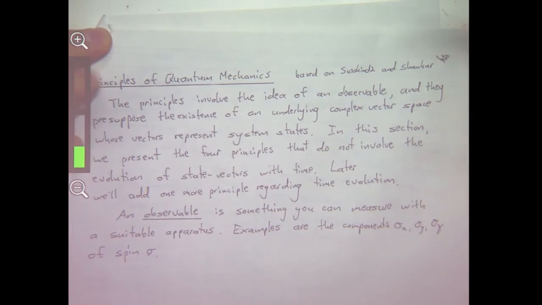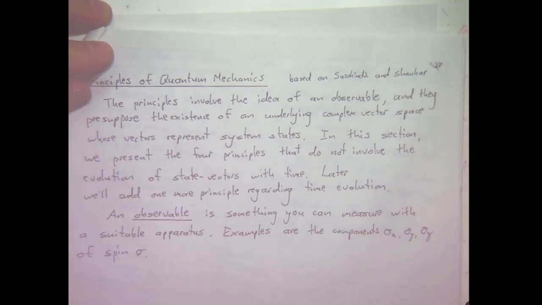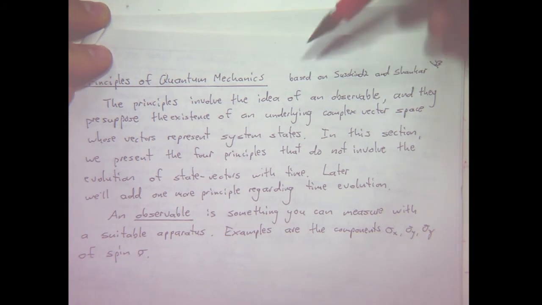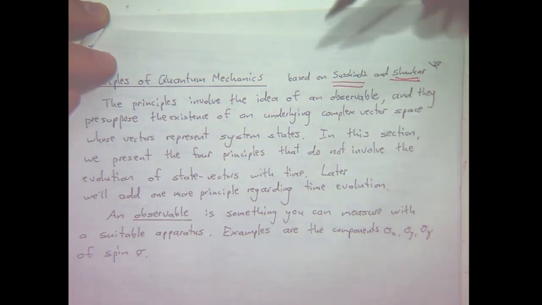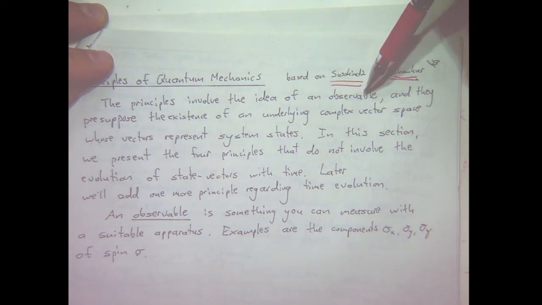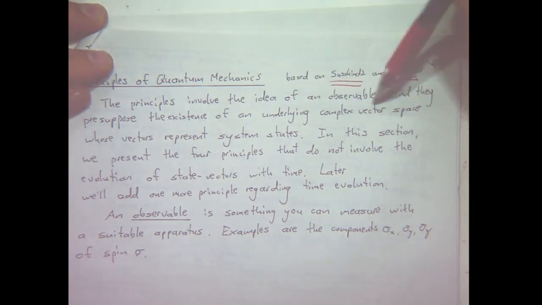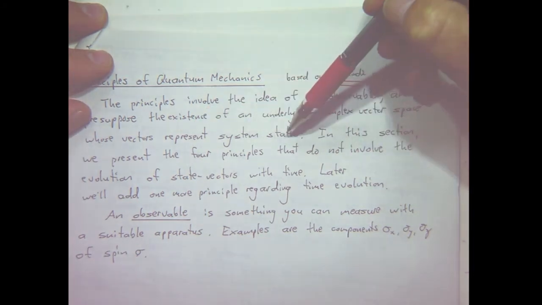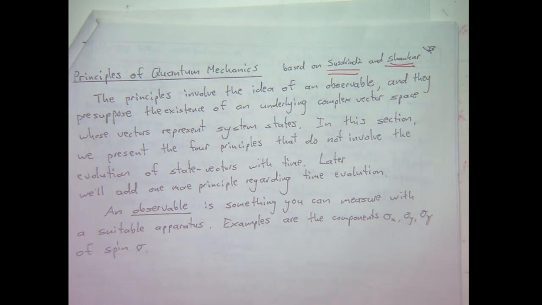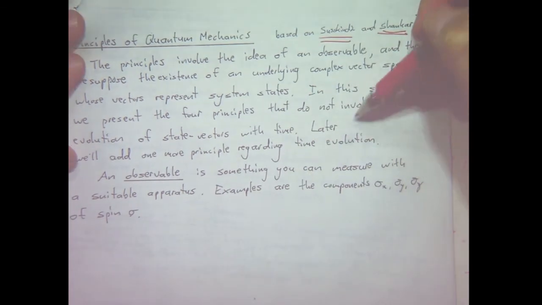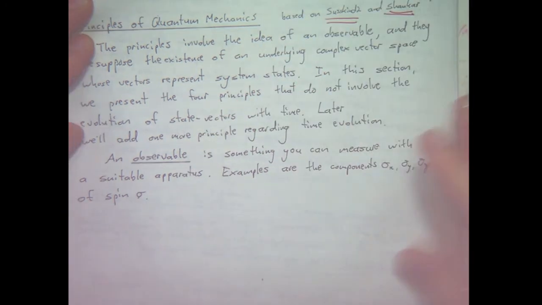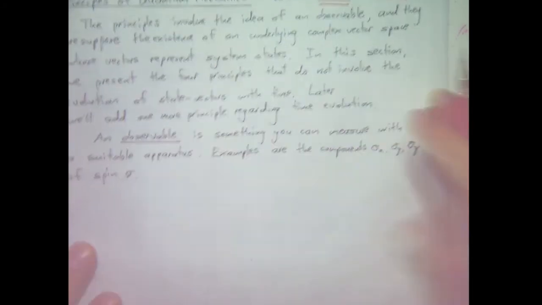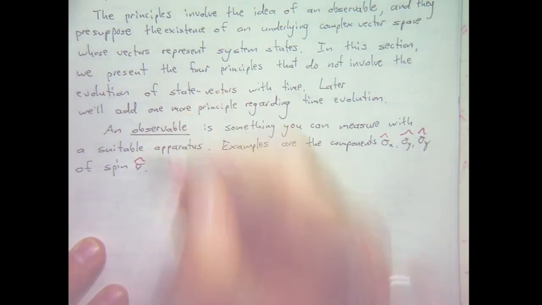Okay, so let's summarize what we've done into a set of principles, the principles of quantum mechanics. These principles are my selection from Susskind 2 and Shankar. They involve the idea of an observable, and they presuppose the existence of an underlying complex vector space whose vectors represent system states. In this section, we present the four principles that do not involve the evolution of the state vectors with time. Then we'll add one more principle regarding time evolution. Now, just a colloquial definition: an observable is something you can measure with a suitable apparatus. Examples are the components sigma x, sigma y, sigma z of the spin operator sigma.